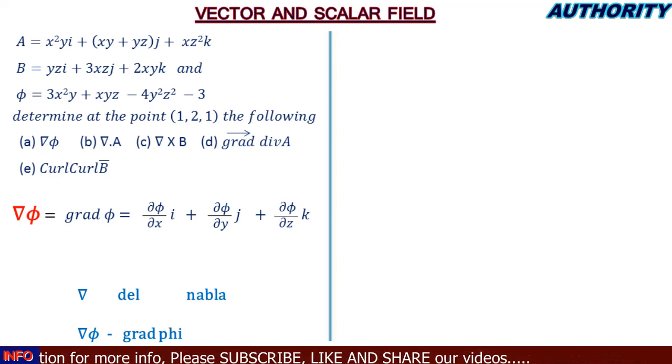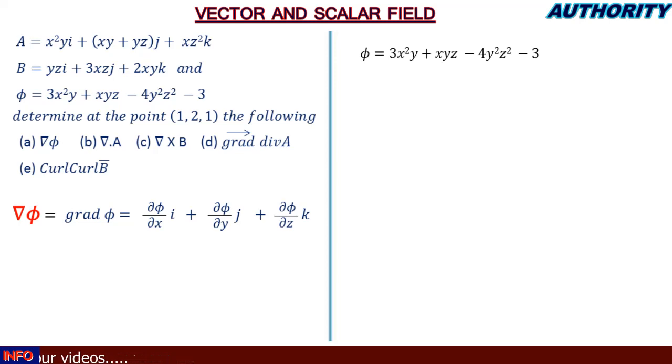Now let's go to question A. We are asked to find del phi, or we simply say grad phi. By definition, it is the partial derivative of phi with respect to x on i component plus the partial derivative of phi with respect to y on j component plus the partial derivative of phi with respect to z on k component. Since phi is 3x squared y plus xyz minus 4y squared z squared minus 3, here we are going to find the partial derivative of phi with respect to x, y, and z.